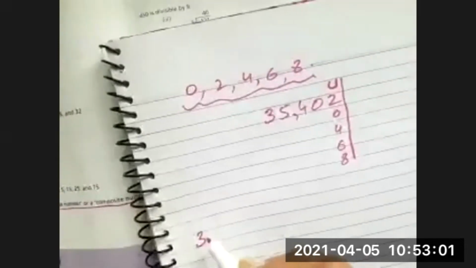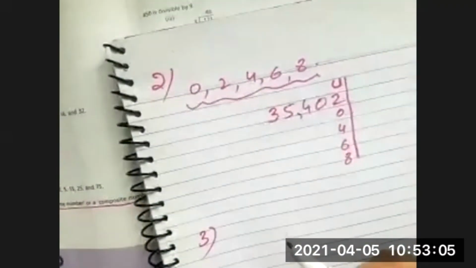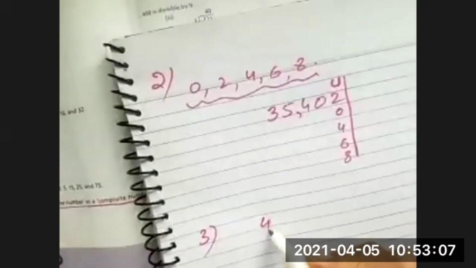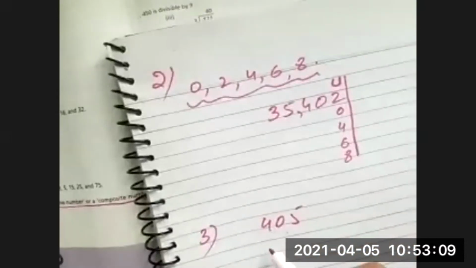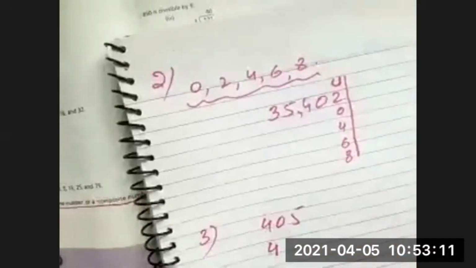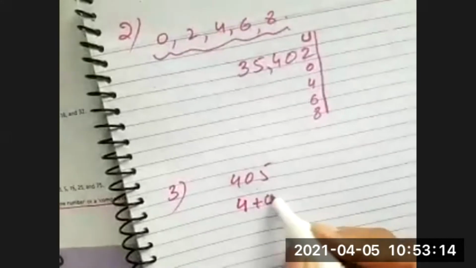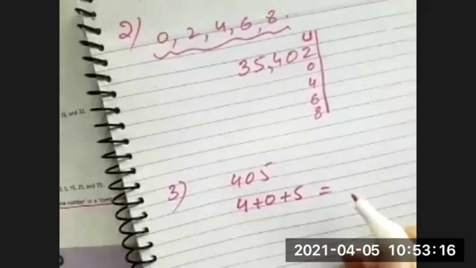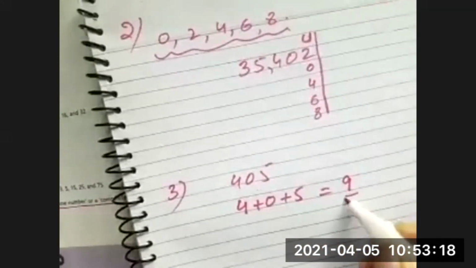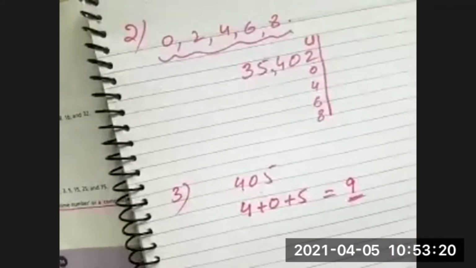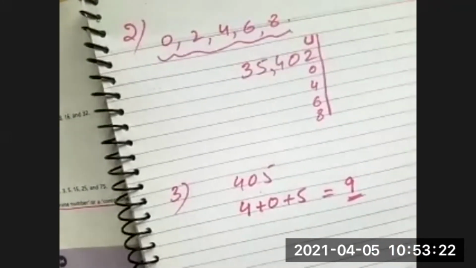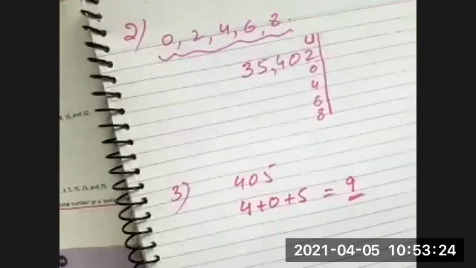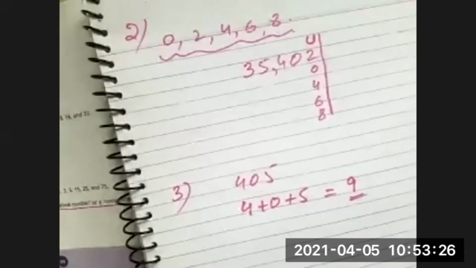Which number is divisible by 3? The second rule for number 3, this is for 2. So when we add up the digits of a number, 4 plus 0 plus 5 gives you 9. If the sum of digits of any number is a multiple of 3, the number is divisible by 3. This is the rule for 3.